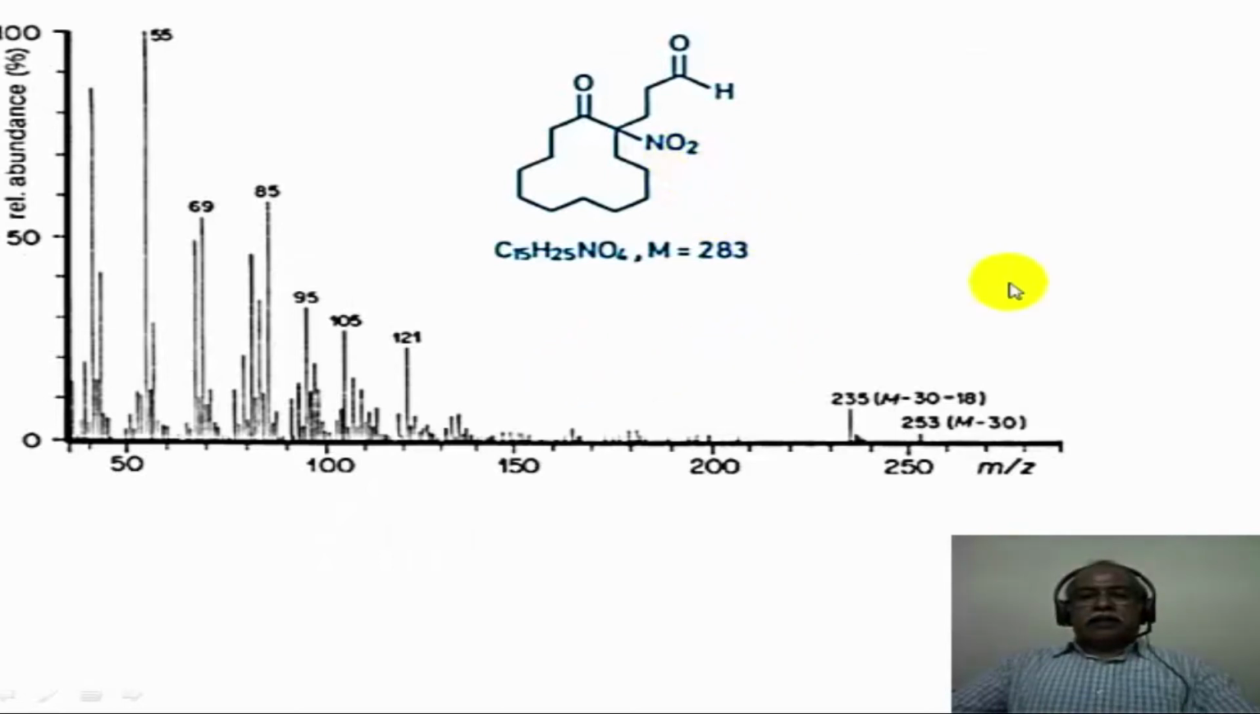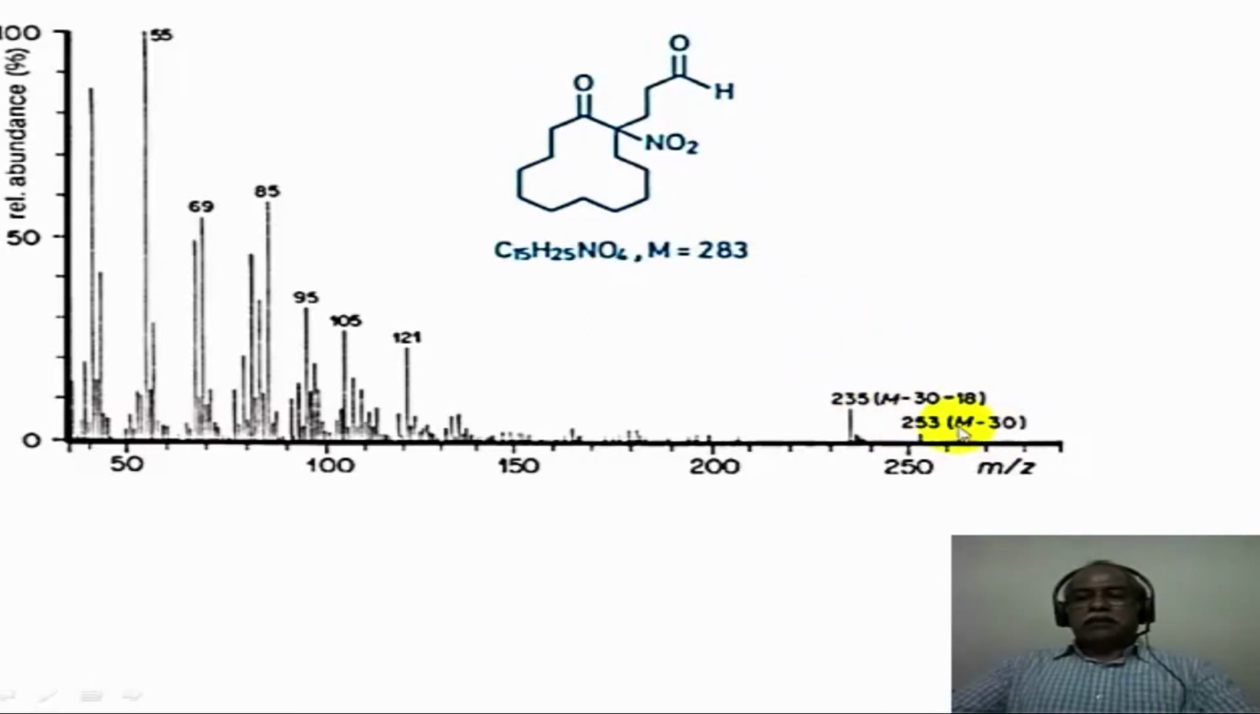This is a trifunctional molecule. There is a keto functional group, there is a nitro functional group, and there is an aldehyde functional group. Aliphatic nitro compounds typically tend to lose the NO2 group during the course of electron impact ionization mass spectrometry. In fact, the molecular weight is 283. You don't see any peaks around the 280-283 region, indicating that the molecular ion is too short-lived to be registered in the electron impact ionization mass spectrum.